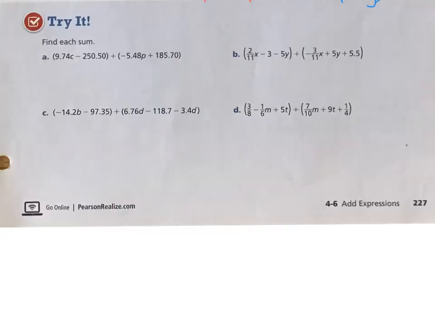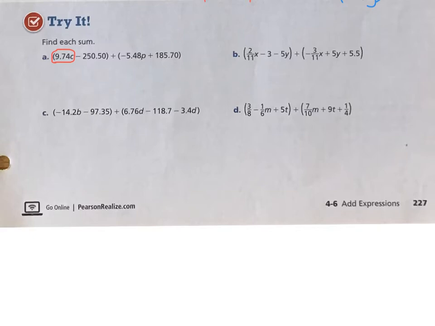For each try-it, we are asked to find the sum. For try-it A, the first thing that we should do is try to identify if we have like terms and where we can put like terms together. So what I notice first is that I have a variable term, 9 7/4 c. I don't have any other terms that have that common variable with it, so I know that 9 7/4 c cannot go with anything else.